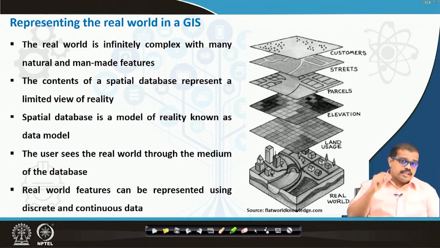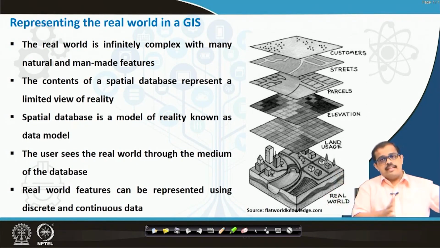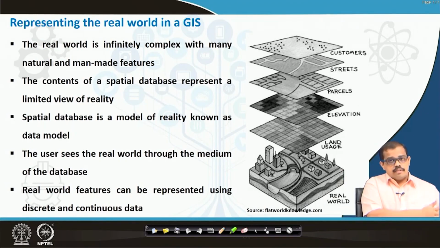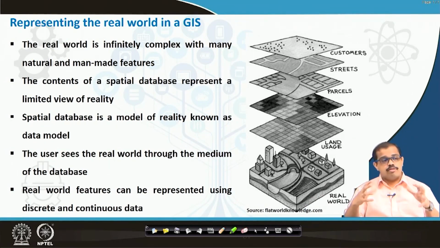The database is the heart and muscle of your entire system. Without a database, your data model does not exist, neither does your real world. If the real world has to be transformed into a data model, then you need to have a database, otherwise you cannot retrieve any information or do any quantitative or qualitative analysis. Real world features can be represented using both discrete and continuous data. Whenever we consider data, there are two types: one is discrete data, discrete points, and the other is continuous data.